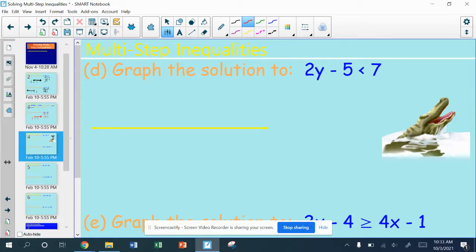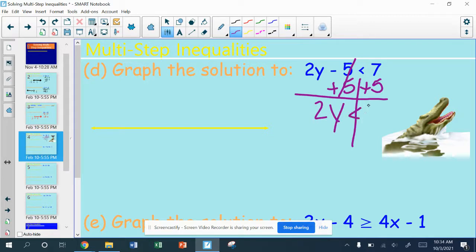If I want to now solve this actual multi-step inequality, just like solving equations, the 2 is attached to the variable, so we're going to leave that alone. And I want to get rid of the 5 first. So I would add 5 to both sides. So I'll have 2y is less than 12. Divide by 2, divide by 2. Y is less than 6.